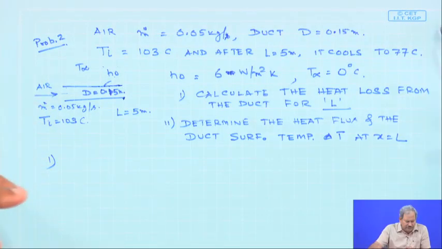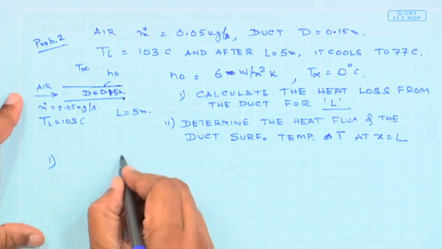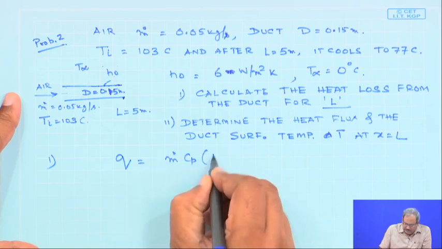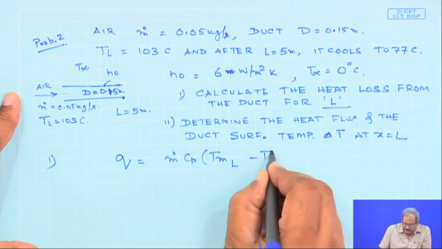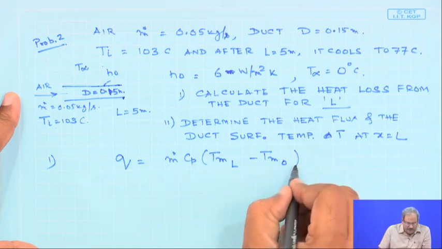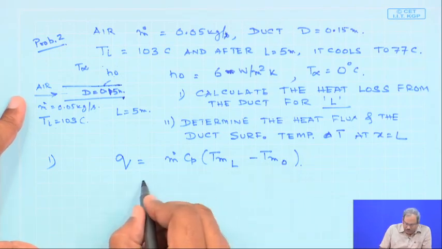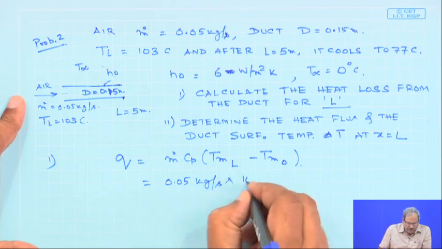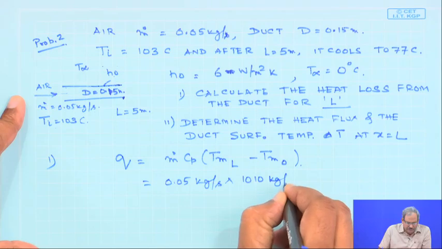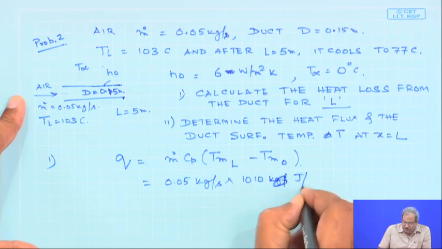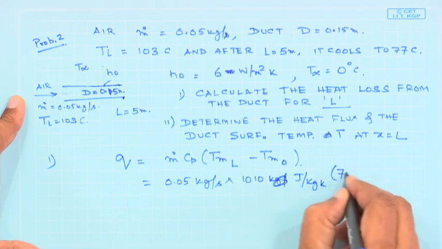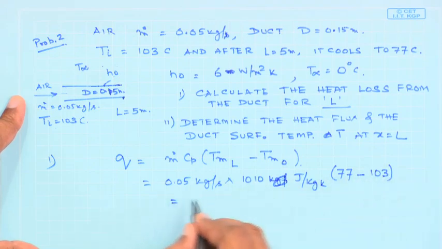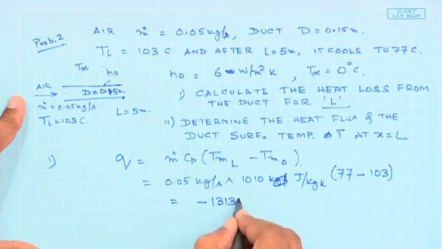From energy balance I can simply find out that the total Q is m dot Cp times T m at L minus T m at x equals 0. So, this is 0.05 kg per second. The value of Cp is provided as this much joule per kg Kelvin, and the temperature drop is 77. It was entering at 103, and therefore, the total is going to be minus 1313 watt.